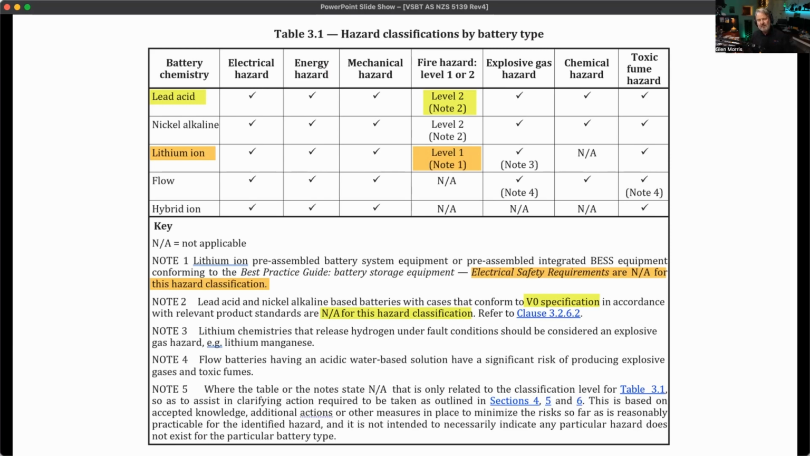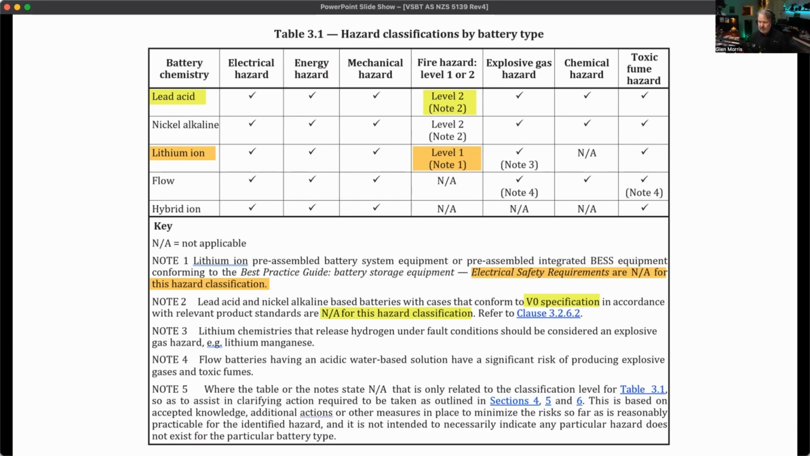That means you have to consider those risks in a design, and it'll flow through to things like what personal protective equipment you have to have on hand to install it, what signage you need to put at the site to warn people of those hazards, and it also affects the locations.